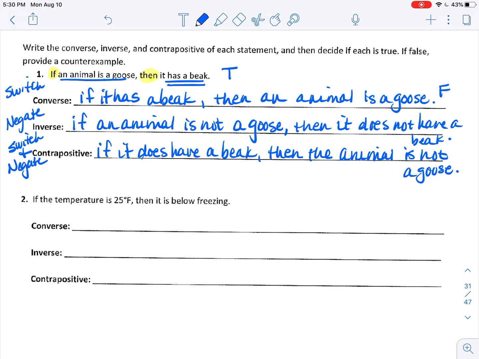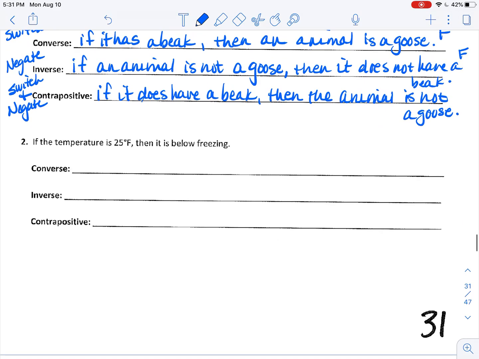Now the inverse, if an animal is not a goose, then it does not have a beak. Well, that one is also false because we can talk about lots of other birds that have beaks. For example, a penguin has a beak. That's false because a penguin does have a beak. And the contrapositive, if it does not have a beak, let's say it's a dog. Dogs don't have beaks. Then the animal is not a goose. What do you think?